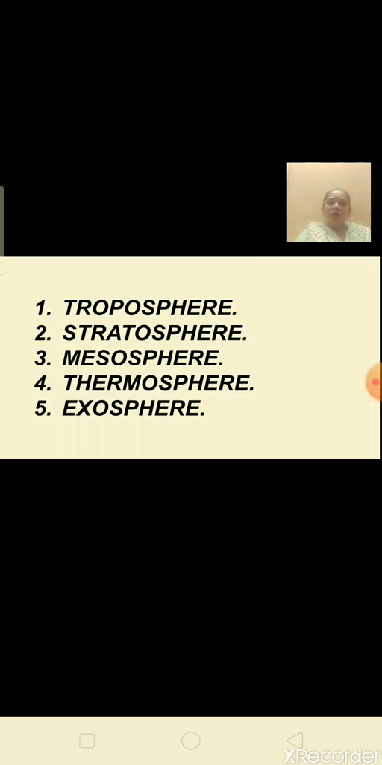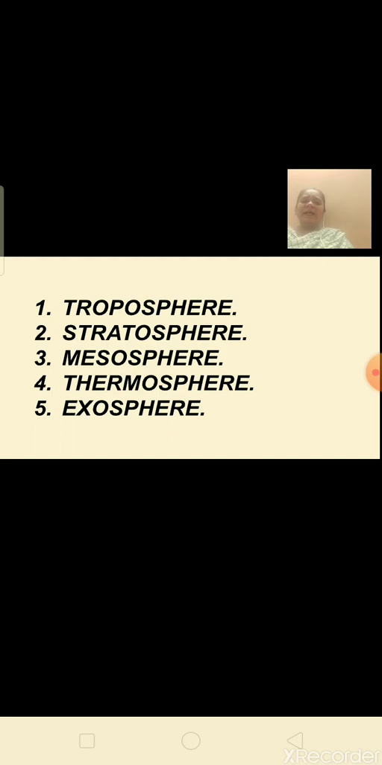The lower part of the stratosphere has concentration of ozone and is thus called ozonosphere. Ozone absorbs the ultraviolet radiation of the sun. It is essential for protecting life on earth. We now move on to the next one, that is the mesosphere. This is the third layer of the atmosphere. It lies above the stratosphere. It extends up to the height of 80 kilometers. Meteorites burn up in this layer on entering the space.